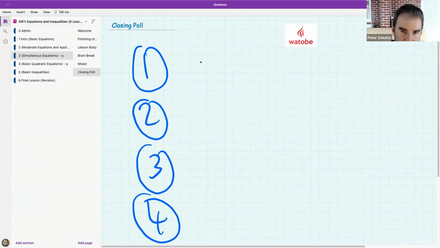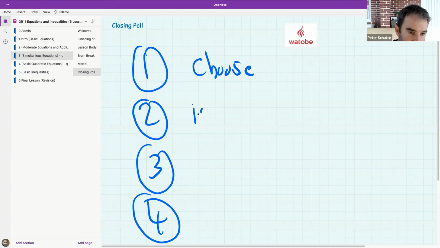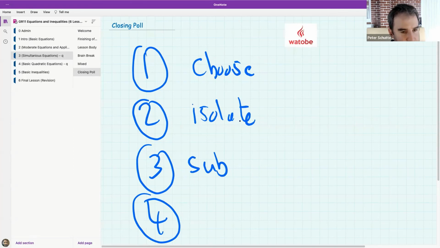So what are those steps? You need to isolate, or basically choose an equation. So choose one that's easier to work with. Then you isolate a variable. Then you sub the one equation into the other. And then you solve it.